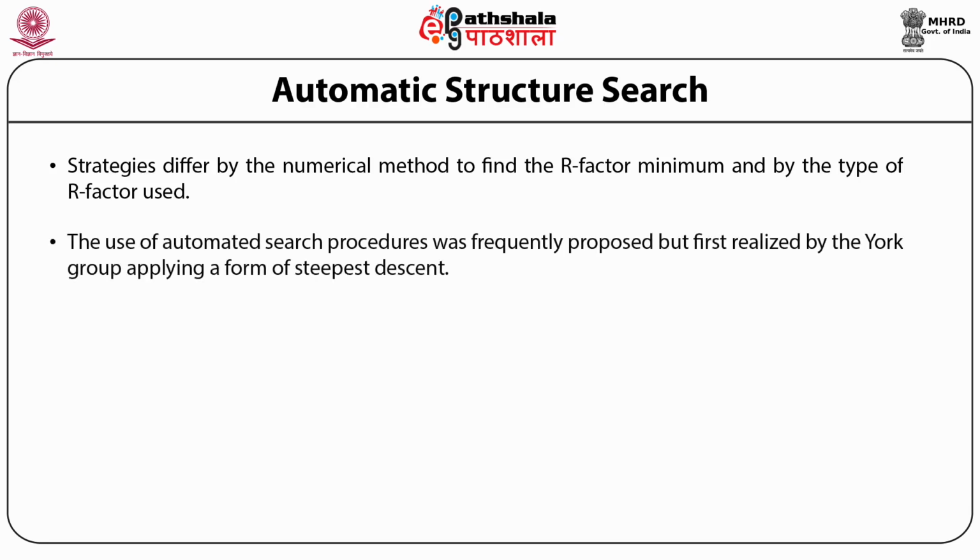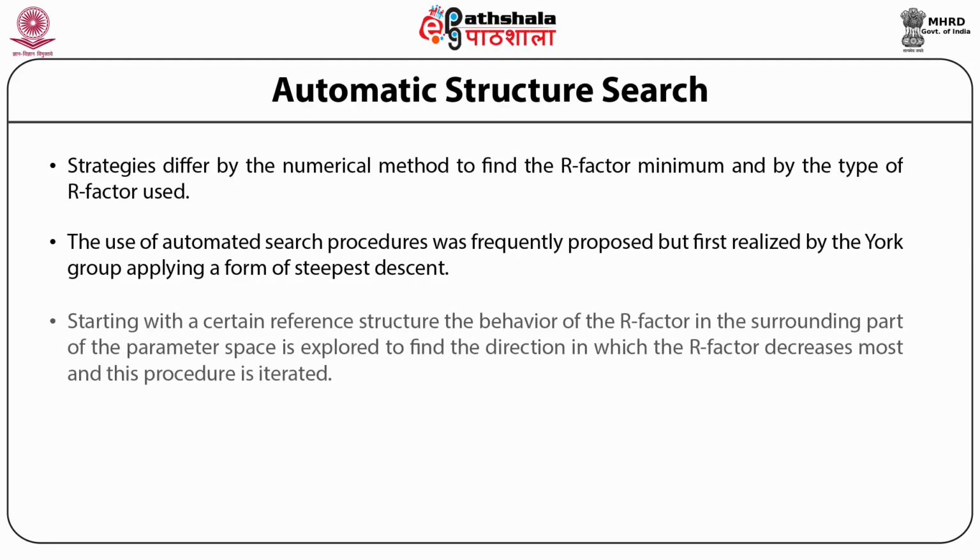The use of automated search procedures was frequently proposed, but first realized by the York group applying a form of steepest descent. Starting with a certain reference structure, the behavior of the R factor in the surrounding part of the parameter space is explored to find the direction in which the R factor decreases most, and this procedure is iterated. Soon after, and in parallel, different other groups developed procedures of their own.